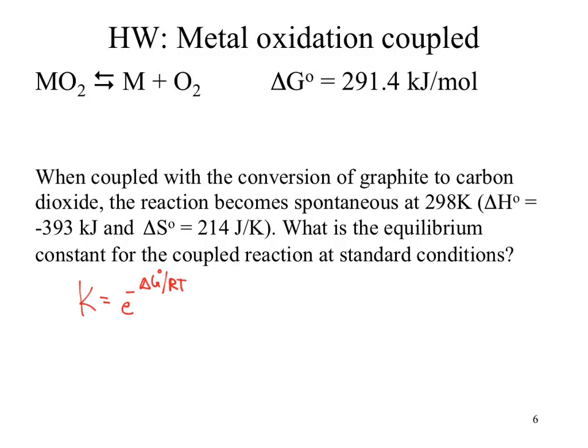We need to figure out first off what that coupled reaction looks like. Okay? So what we're doing is going to add two reactions together. We're going to convert our metal oxide across at the same time that we do this other conversion. So what does that other conversion look like?